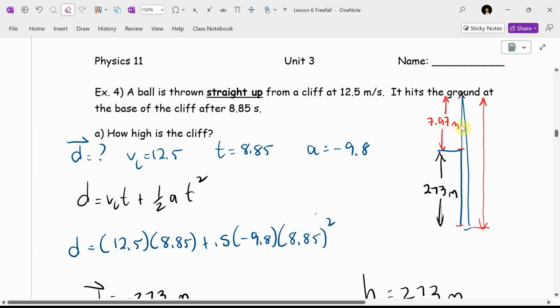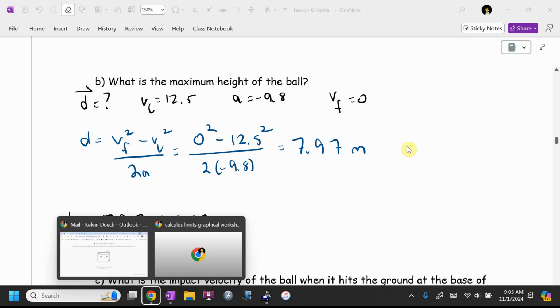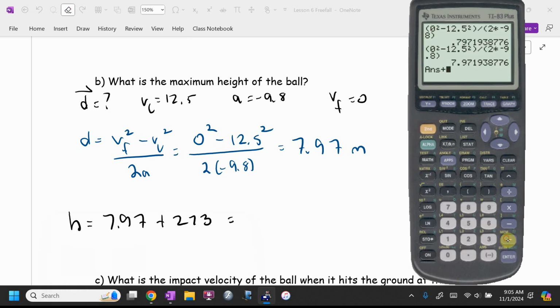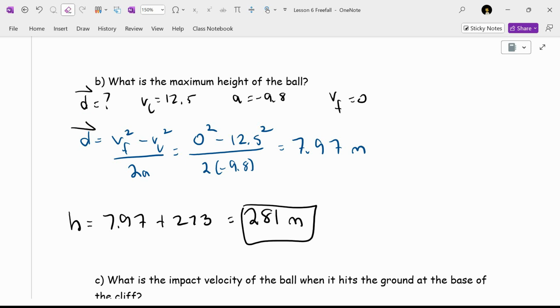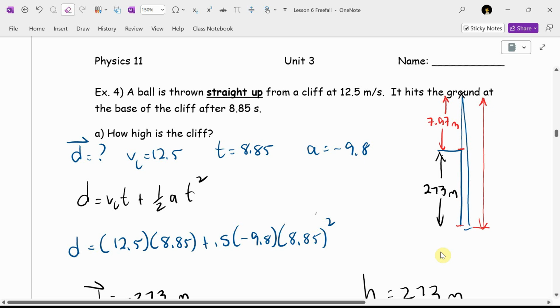By the way, you may want to sketch that little terrible sketch that I've done there to help you visualize. It's up to you. What did we get? I'll scroll back up in a second, but let me get the answer. Plus 200, plus 273. Do we get 281? Yeah. Which makes sense because this D is finding a displacement. At the top, all it found was your change in position, which was only 7.97 meters. It doesn't know that you want to measure from the ground. The universe is saying, okay, you started on the cliff, I'll assume that's where we're starting from.